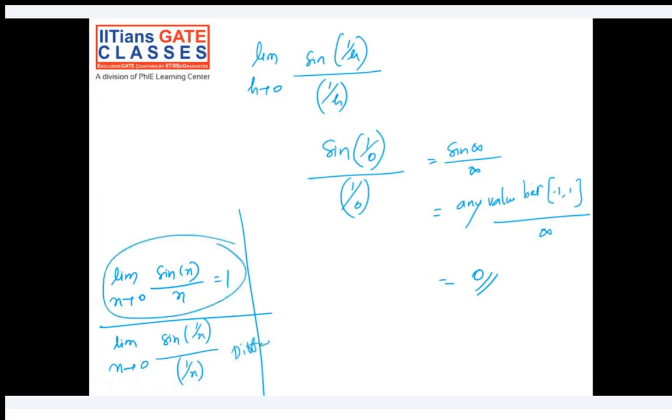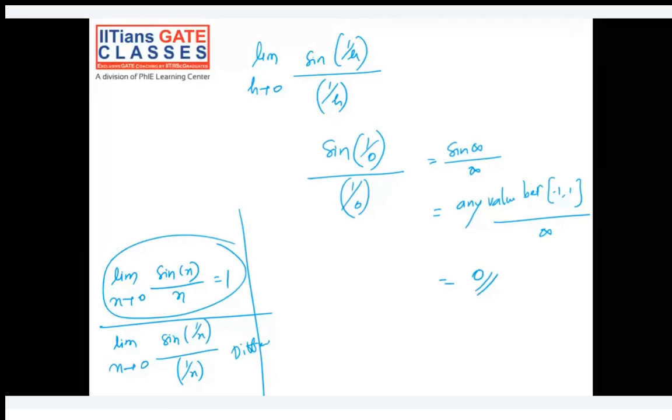So we know the sine function will always end up with a value from minus 1 to plus 1, any value, right? Any number divided by infinity is 0. Correct? That's why the answer is 0 in this case. Is it clear? But if, let's say, we get a form like a by infinity or a by 0 while solving, you can clearly say a by infinity means 0, a by 0 means infinity, or any correct value if you get, that is also fine.